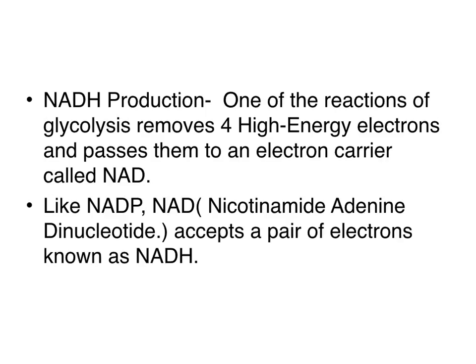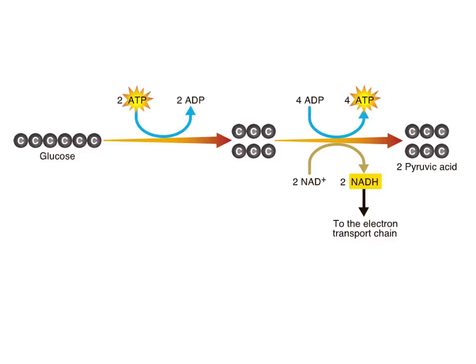NADH production, one of the reactions of glycolysis, removes 4 high-energy electrons and passes them to a carrier called NAD. NAD, nicotinamide adenine dinucleotide, accepts a pair of electrons and is known as NADH. All you need to take from this slide is that NAD is an electron carrier and becomes NADH. In this picture of glycolysis, glucose goes in and 2 ATP go in, and what comes out is 4 ATP, 2 NADHs, and 2 pyruvic acids.